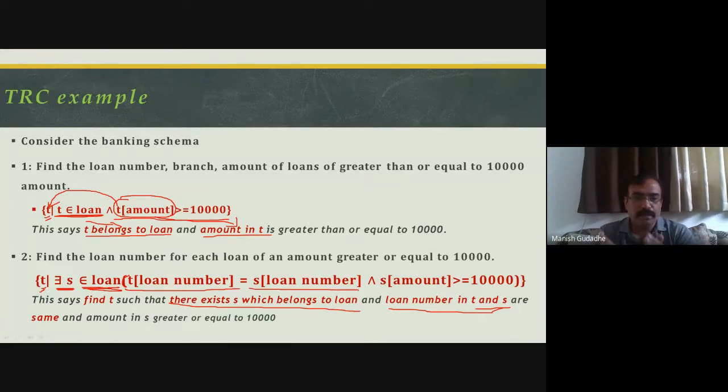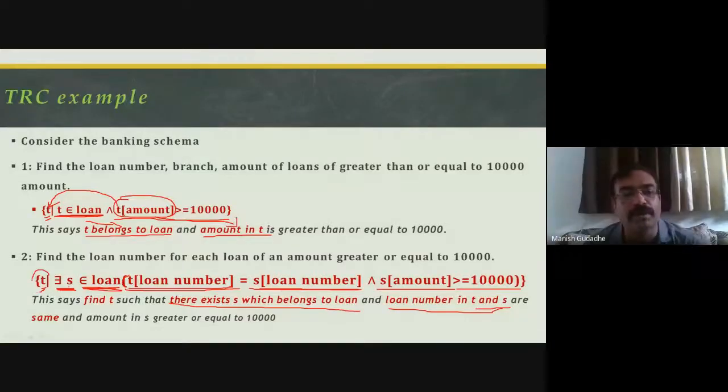What did we do just now? We are trying to find out a subset of loan. S is the tuple which belongs to loan, and we are taking out only loan number from that. So there exists S which belongs to loan, and T dot loan number is equal to S dot loan number, and S dot amount is greater than or equal to 10,000.